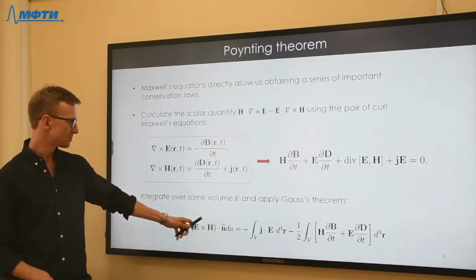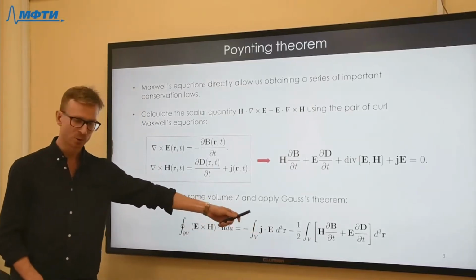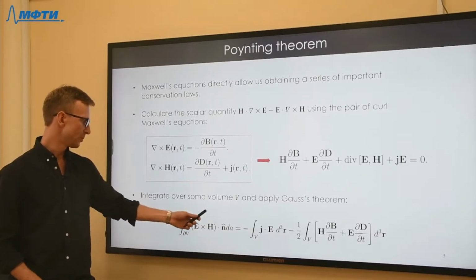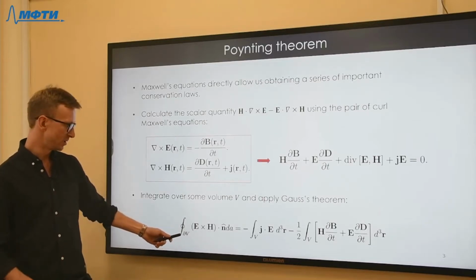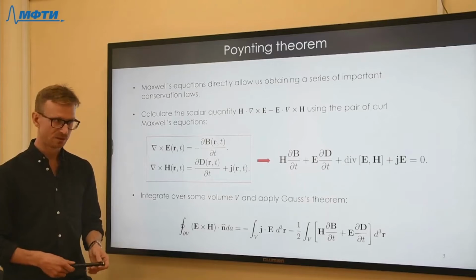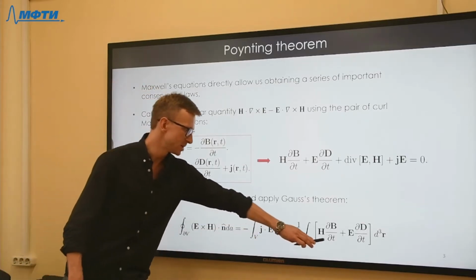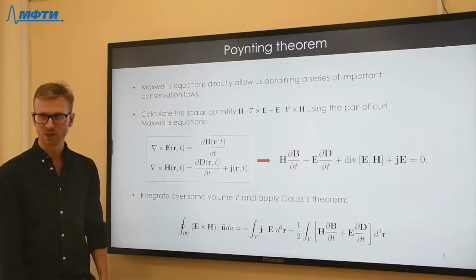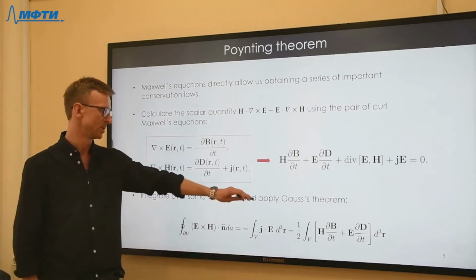All right, so if we apply Gauss's theorem, we end up with this. So this is our Joule loss, which we integrate over this volume V. And this you can recognize as the Poynting vector integrated over the boundary of our volume V, dV, which expresses the incoming or outgoing energy flux depending on the sign. But still we have this term whose physical meaning is not entirely clear. So we're going to have to rewrite this term a little bit.